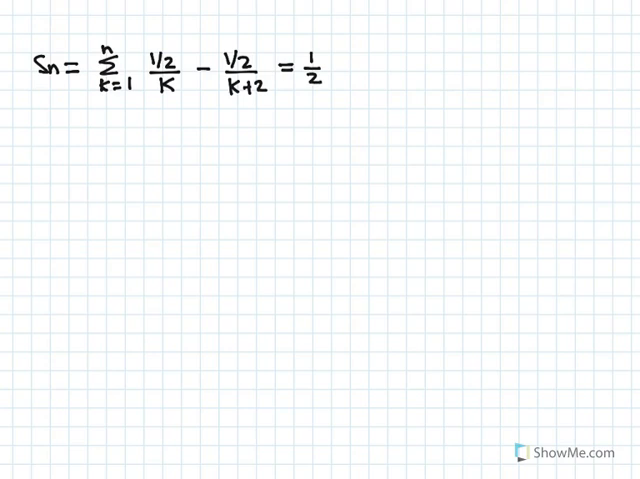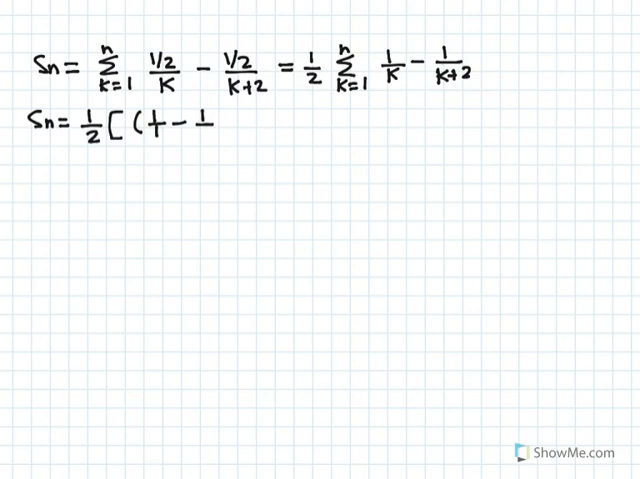All right, so we have Sn, the nth partial sum, is equal to the summation, k goes from 1 to n, of 1/2 divided by k, minus 1/2 divided by k plus 2. 1/2 is a constant. It passes through the summation. We can factor it out, so we get 1/2 times the summation, k goes from 1 to n, of 1 divided by k, minus 1 divided by k plus 2. Now Sn is equal to 1/2 times: plug in k equals 1, we get 1 over 1 minus 1 over 3.